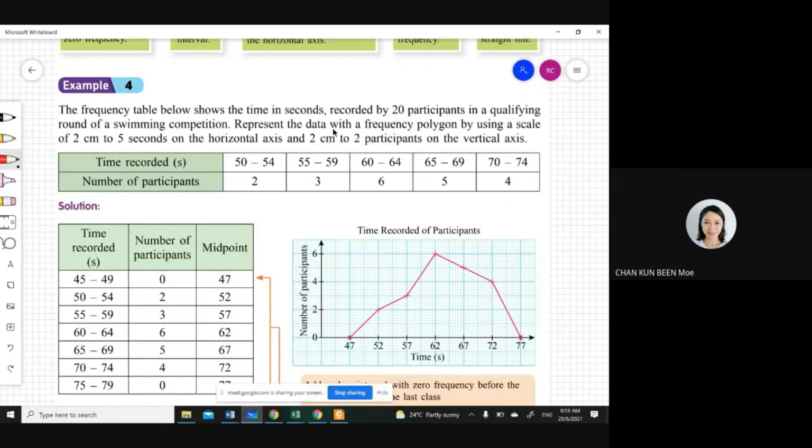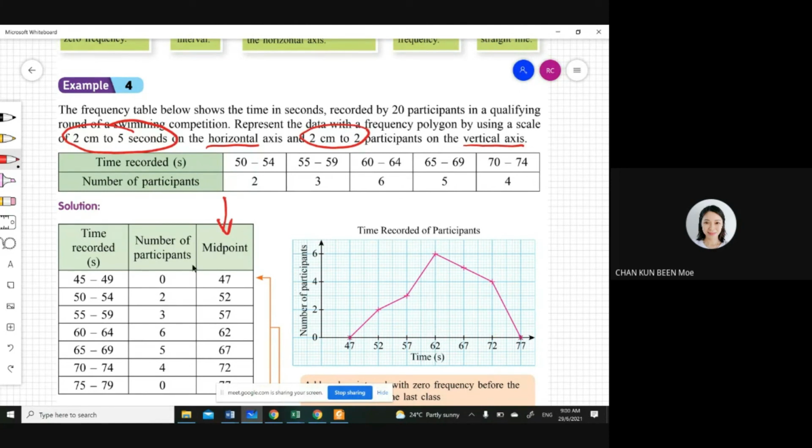Now, represent the data with a frequency polygon by using the scale of 2 centimeters to 5 seconds on the horizontal axis and 2 centimeters to 2 participants on the vertical axis. On both axes they already gave you the scale, so you don't have to figure it out anymore. The first thing, remember, when you want to draw a frequency polygon, you need the midpoint. You only need the midpoint to construct a frequency polygon.